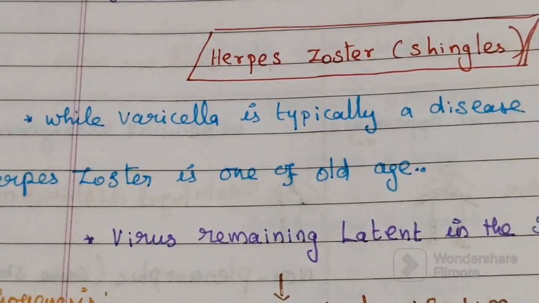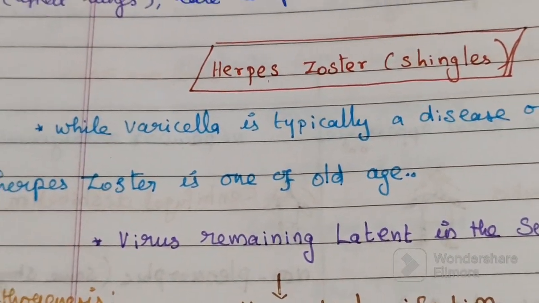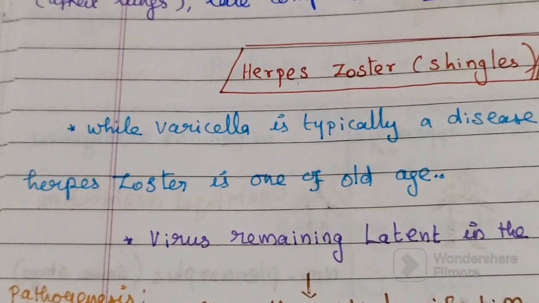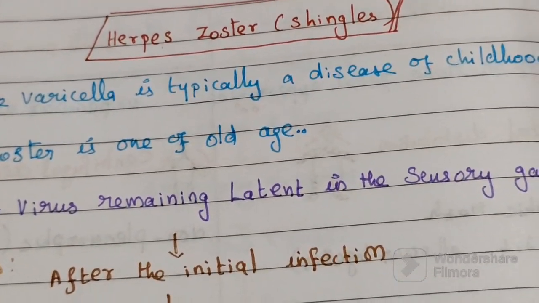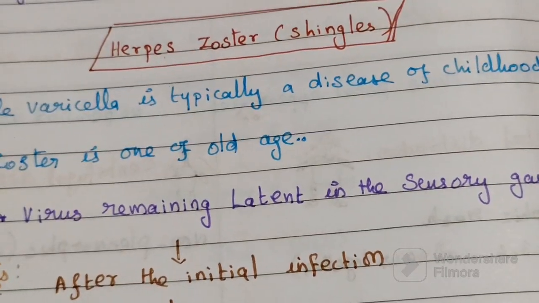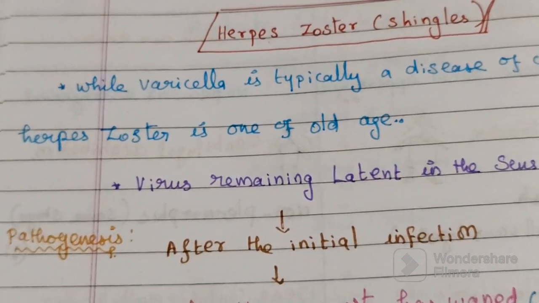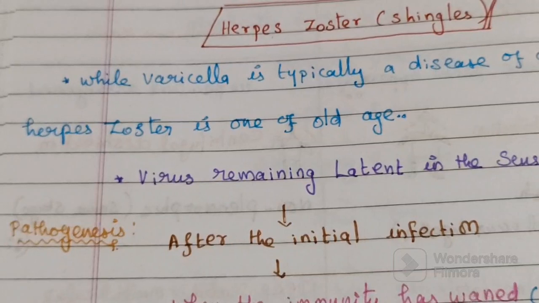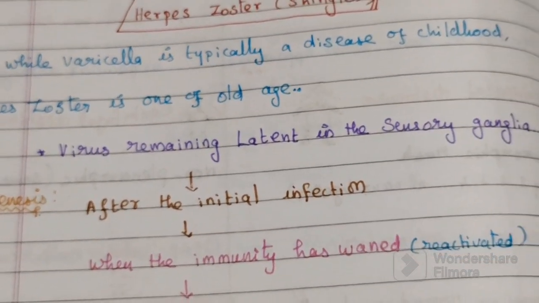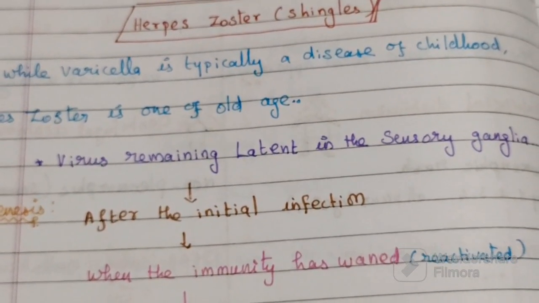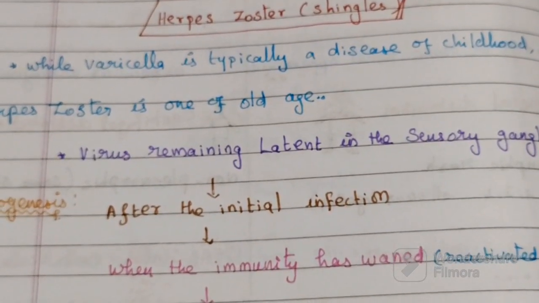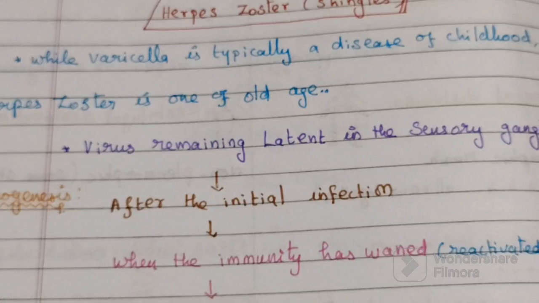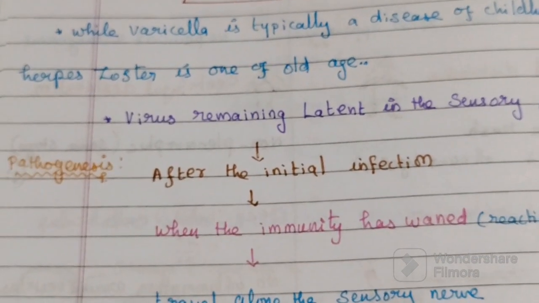Coming to shingles, herpes zoster. While varicella is typically a disease of childhood, herpes zoster is one of old age. Pathogenesis: it is due to reactivation. It is due to latency. The virus lies dormant in the sensory ganglion for many years.